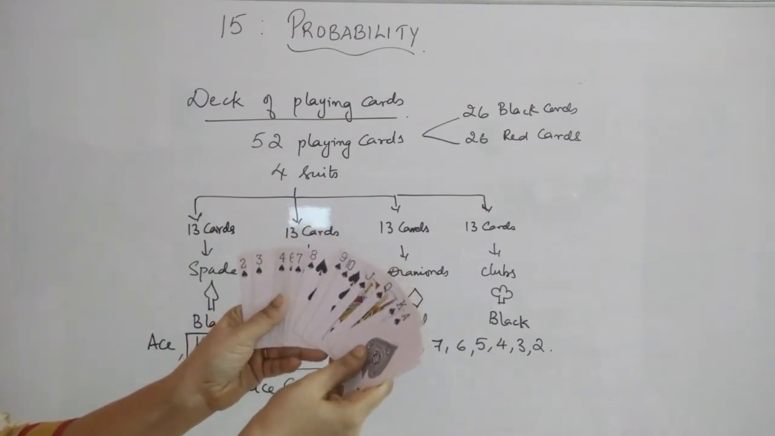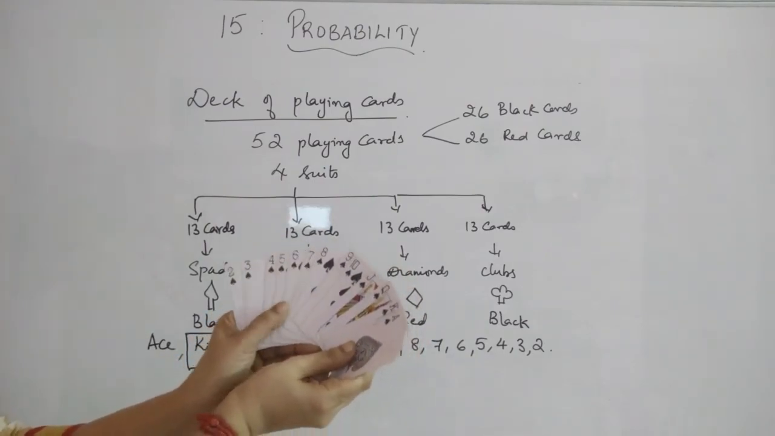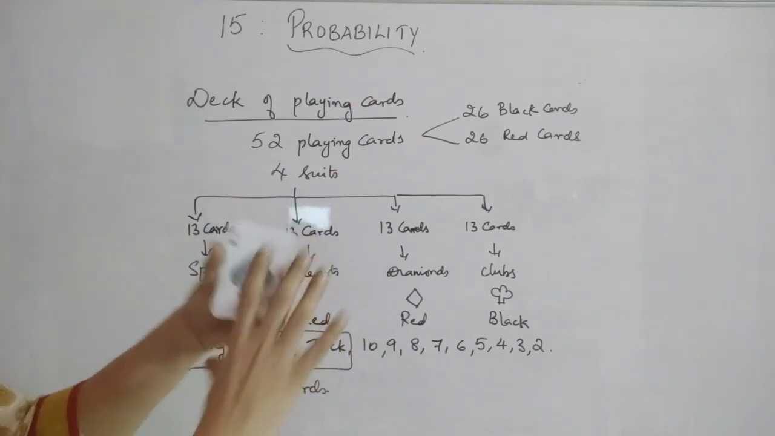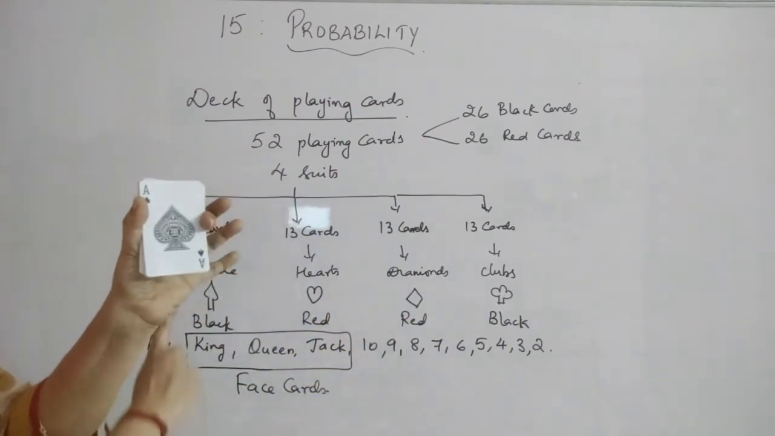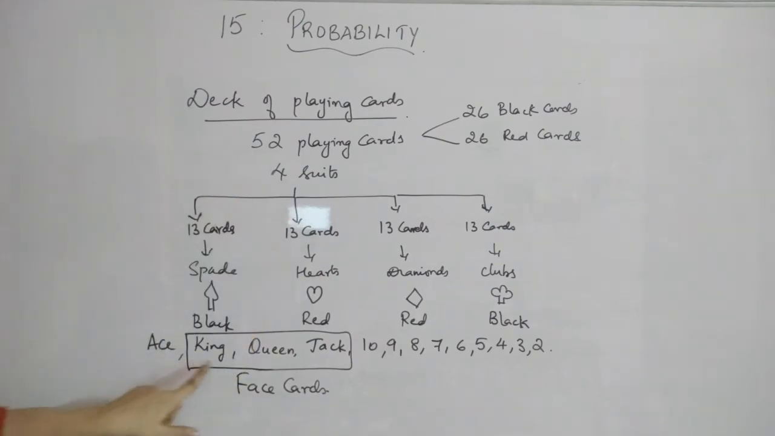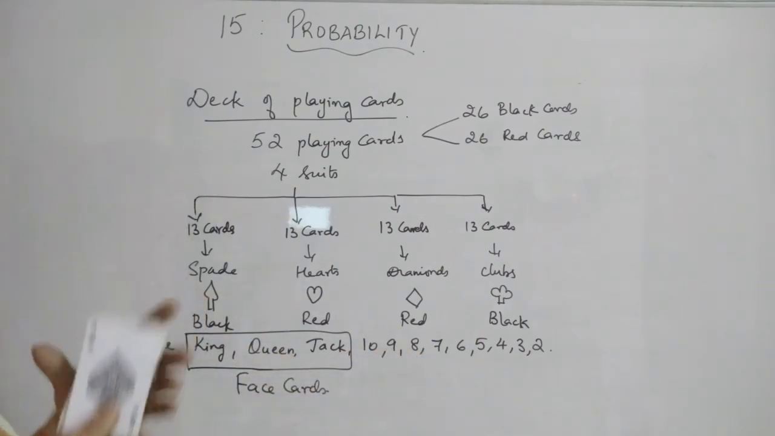So how many cards do you have in total? You have 13 cards. So this is the first suit, which is spade. Okay, 13 cards for spade, which is black in color, and it has all these cards together with the 3 face cards.